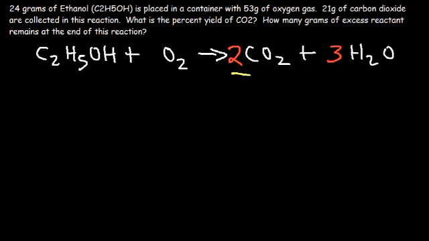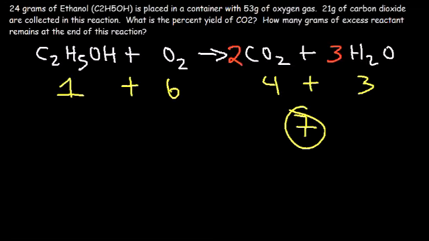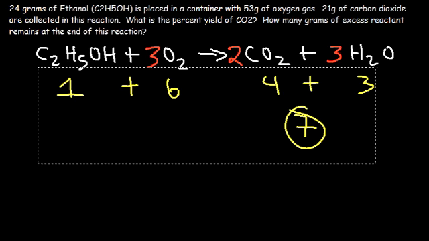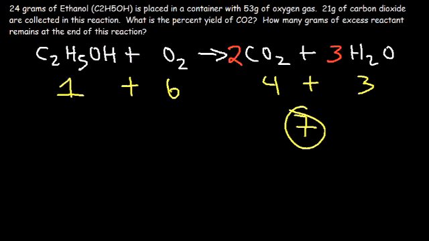Notice that we have 4 oxygen atoms from the 2 CO2 molecules and 3 oxygen atoms from the water molecules, so we have a total of 7 oxygen atoms. But we already have 1 from ethanol, which means we need 6 from O2, because 1 plus 6 equals 7, and 6 divided by 2 is 3. And so now the reaction is balanced.